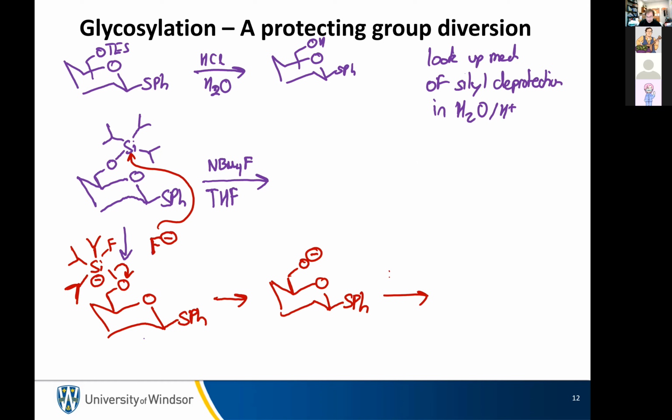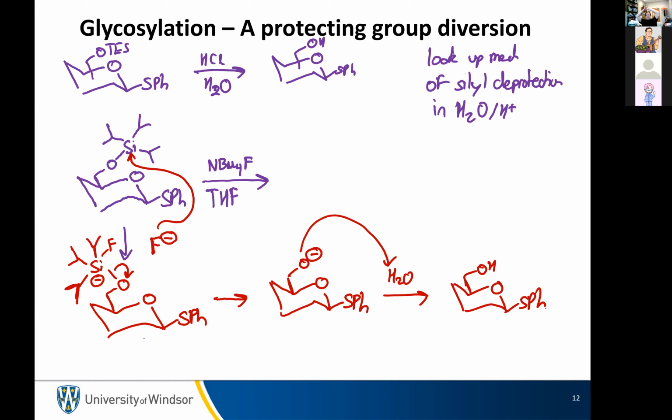And then you add a bit of water or something, you scoop that up and make it all neutral. So that's how we put the silicon on. We put it on with imidazole. We take it off with acid or fluorine.